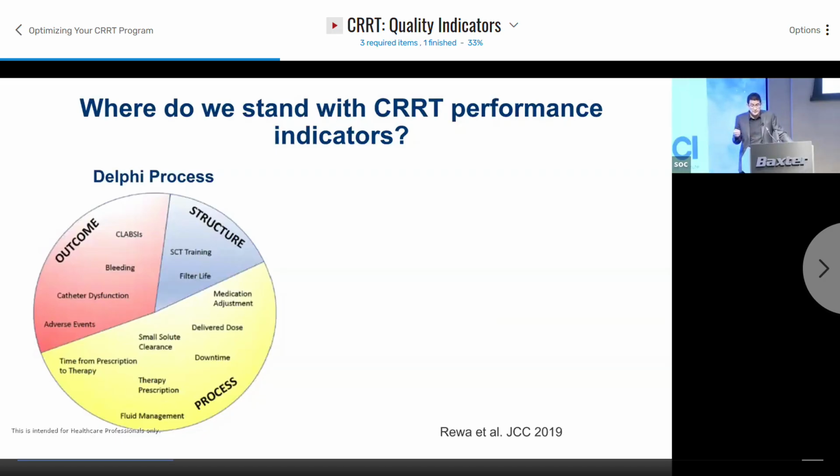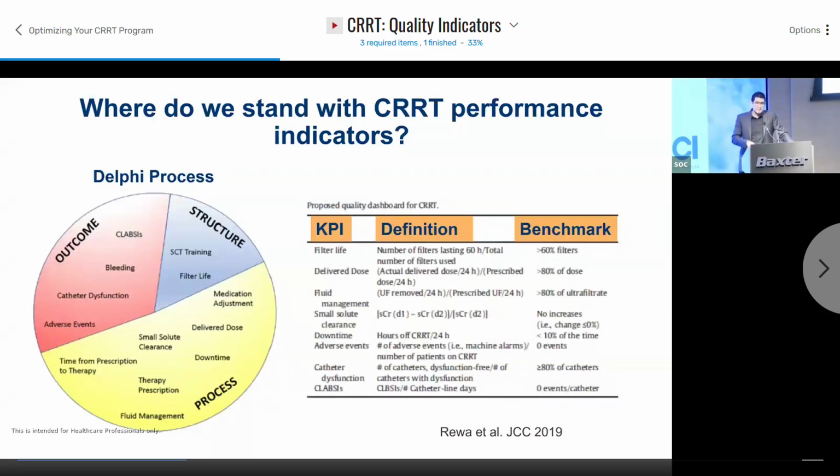The structure meaning the team, the filter life, the training strategies. Processes, all related to the prescription, time from prescription to therapy, the level of solute clearance, downtime, the delivered dose, the gap, fluid management, etc. And outcomes, of course, outcomes that are relevant to the patients, like adverse events during the treatment, catheter dysfunctions, bleeding, infections related to the catheter, etc.